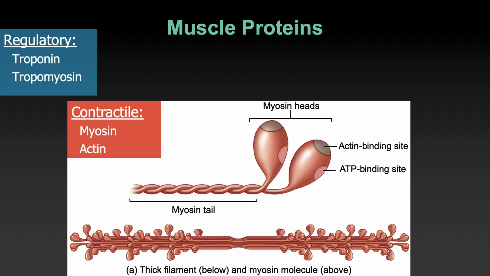What's not shown here are two proteins that are permissive in contraction, that allow contraction to occur. Maybe more importantly, they stop contraction from occurring when it's not supposed to. They block important aspects of the myosin-actin scaffold or binding sites. These are regulatory proteins called troponin and tropomyosin. We'll see those coming up.